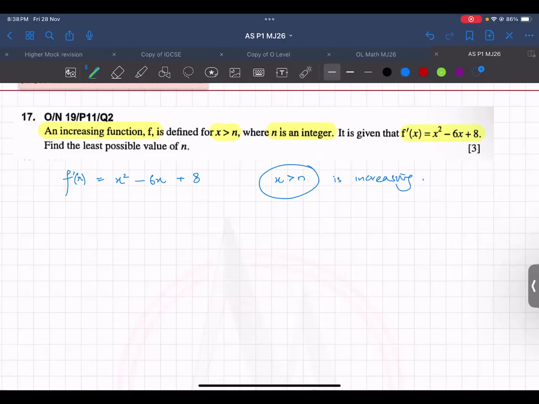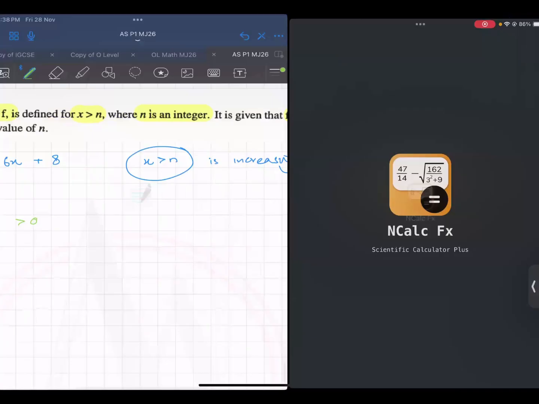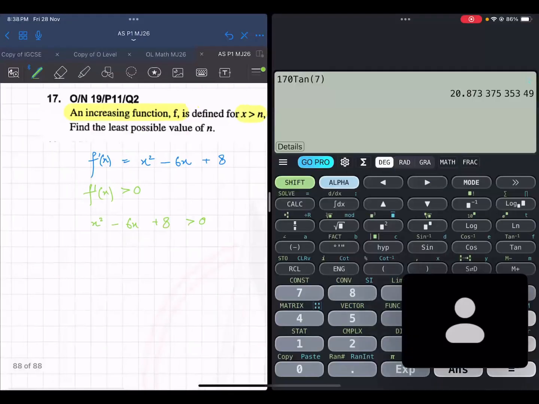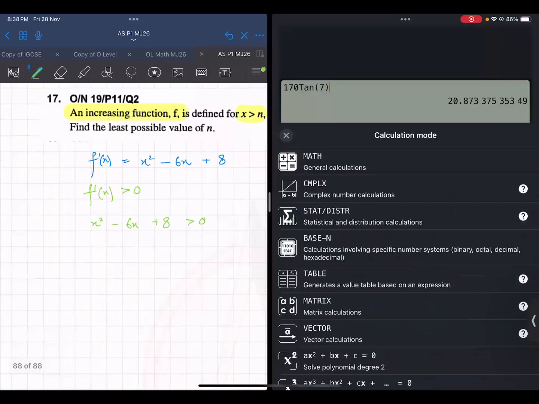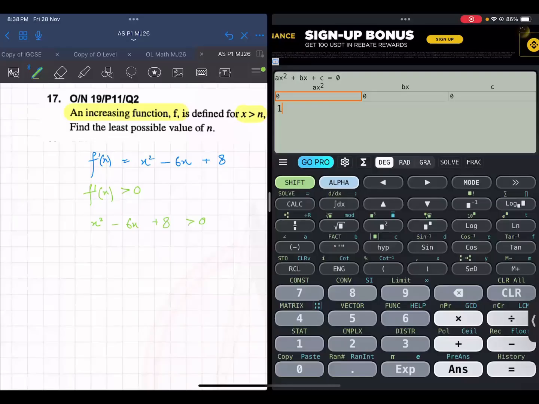So first of all, they have told us that this should be increasing. So this means the first derivative will be positive. So this means your x square minus 6x plus 8 should be positive. And how do you solve the quadratic inequality? You first find the roots. So your roots are x equals 2 and x equals 4.